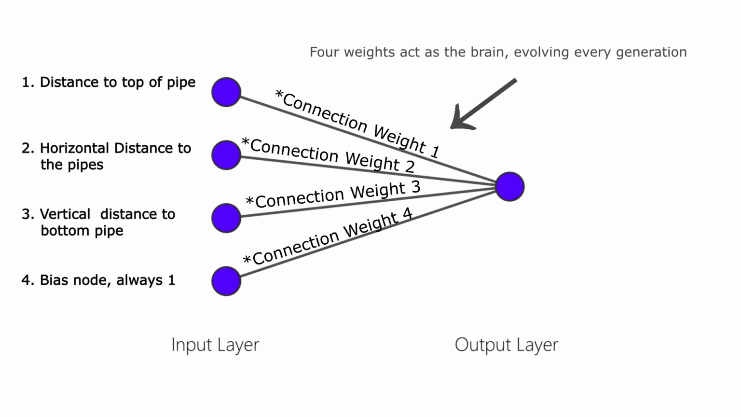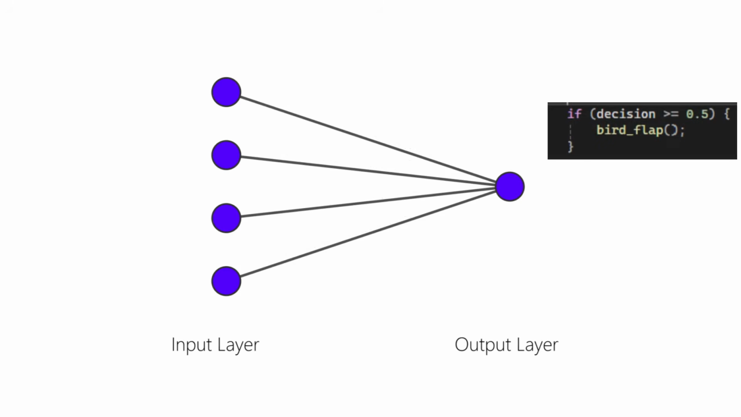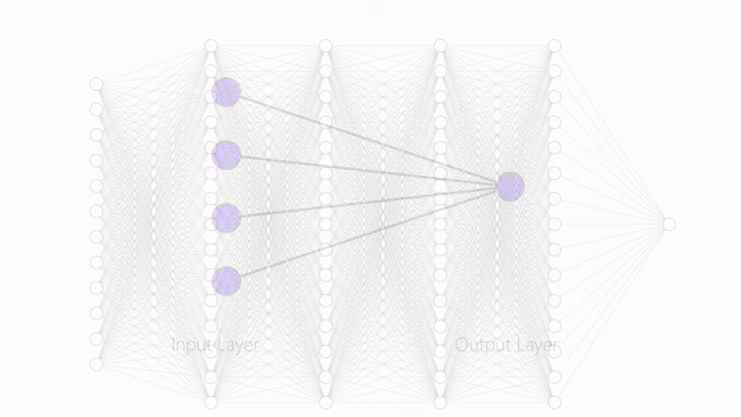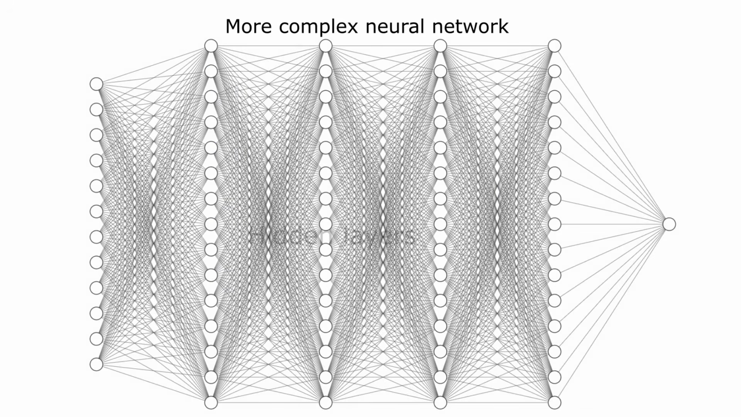The AI's brain is just weights that each input node gets multiplied by, which added together gets an output. If the output is greater than 0.5, then the AI tries to flap. In this example, we only have 2 layers, the input and the output, but in more complex AIs, there are multiple hidden layers in between the input and output.